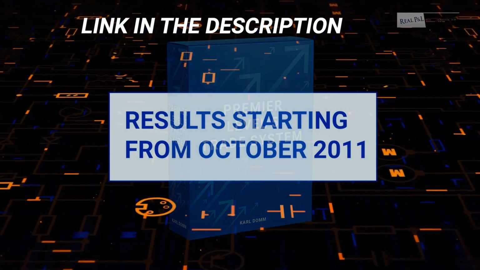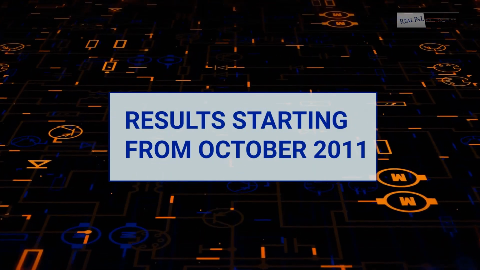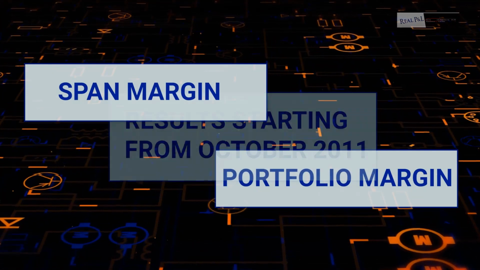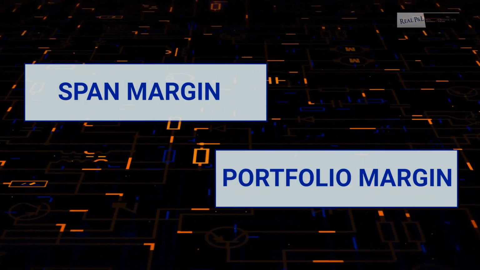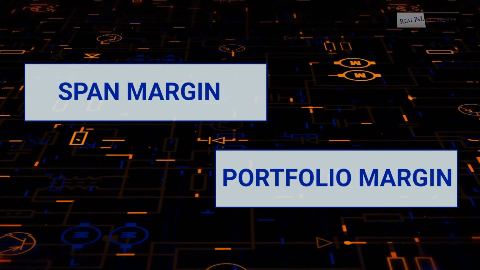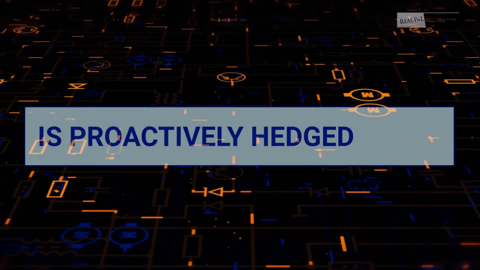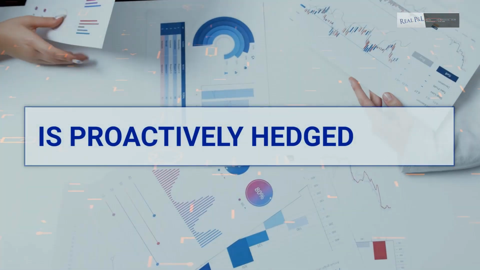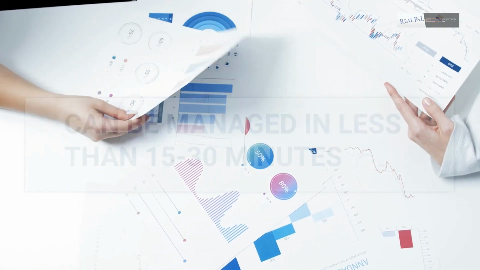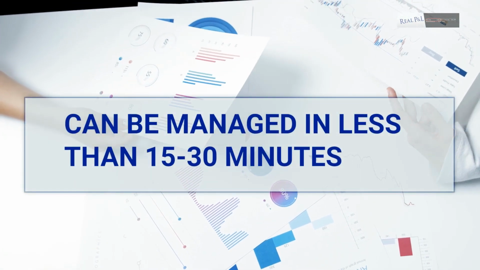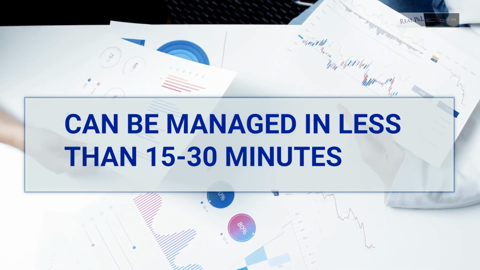Now, this account has SPAN margin, allowing me to trade with more leverage in order to take advantage of a certain trade structure. The key is having a Level 5 trade plan, which is a proper trade structure and trade plan in place that takes advantage of the premium seller's edge and is proactively hedged at the same time. If that same portfolio can be managed in less than 15 to 30 minutes a week, then I believe it's a good system.